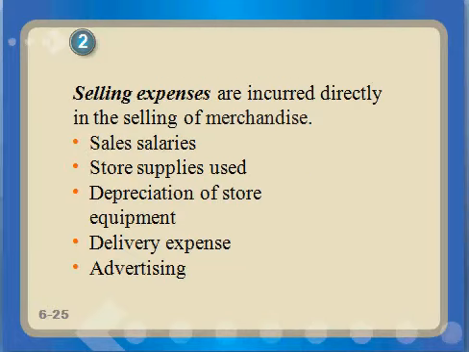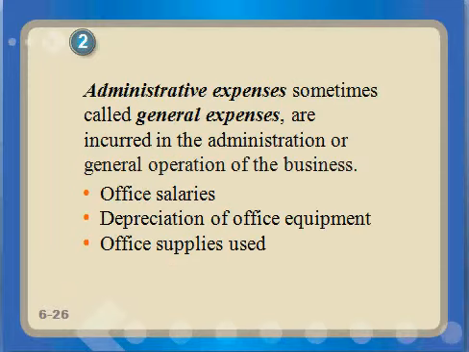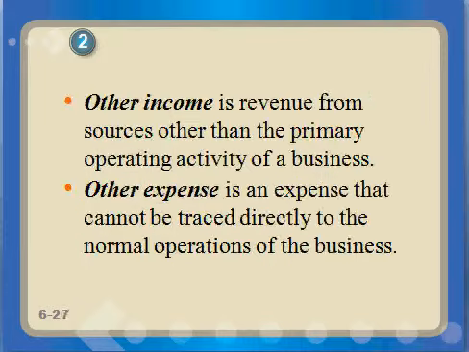Our selling expenses are expenses that are incurred directly in selling the merchandise. That would be sales salaries, store supplies used, depreciation of store equipment, delivery expense, and advertising expense. So we take our expenses and we break them into two broad categories: the selling expenses and the general administrative or general expenses. And those are expenses that are incurred in the administration or general operation of the business. That would be office salaries, depreciation of office equipment, office supplies. All those would be your administrative expenses.